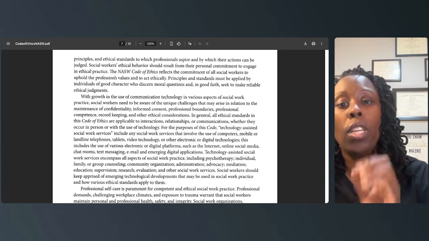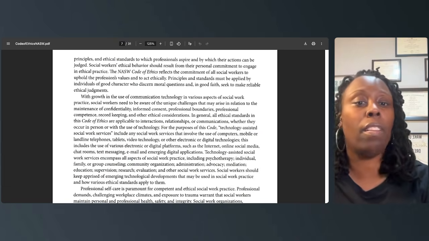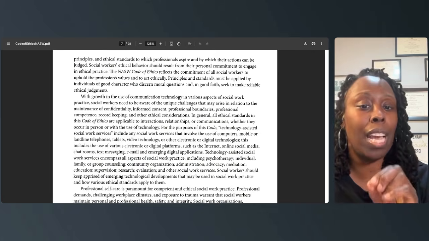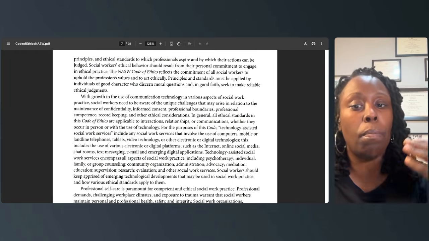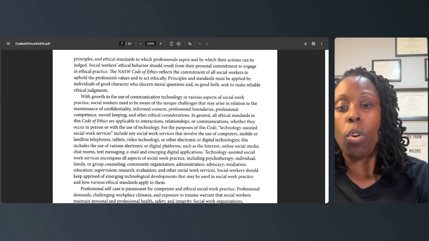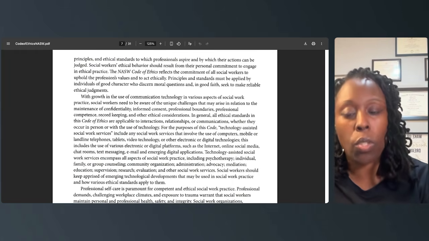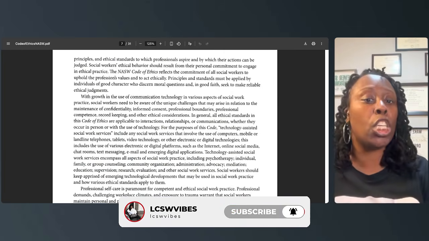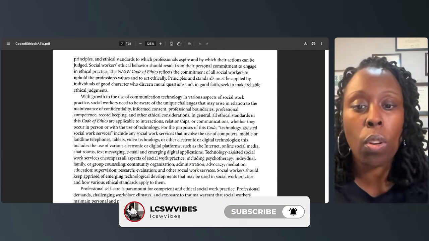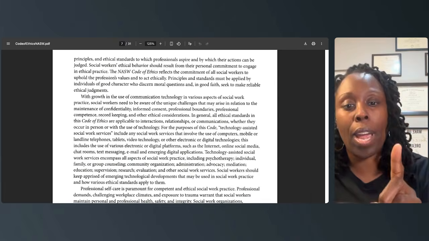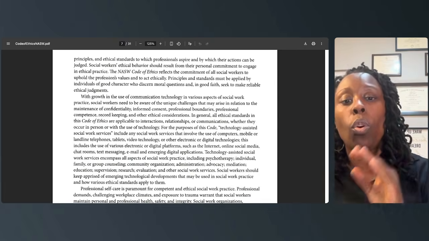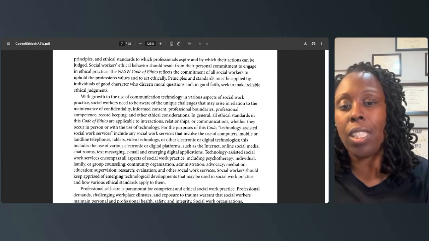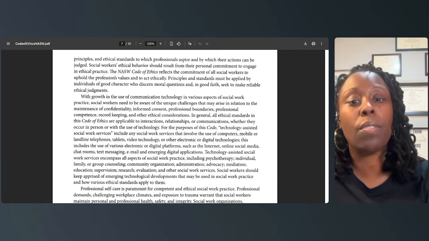So with the growth in the use of communication technology in various aspects of social work practice, social workers also need to be aware of the unique challenges that may arise in relation to the maintenance of confidentiality, informed consent, professional boundaries, professional competence, record keeping, and other ethical considerations. In general, all ethical standards in this code of ethics are applicable to interactions, relationships, and or communications, whether they occur in person or over the use of technology. We all are held responsible, guys, for this code of ethics.